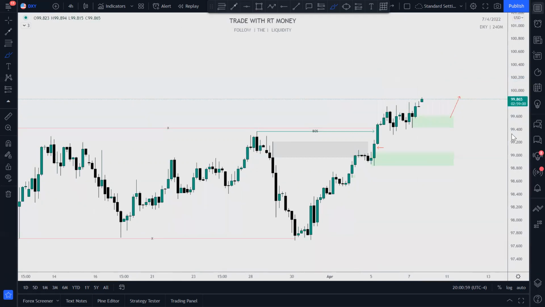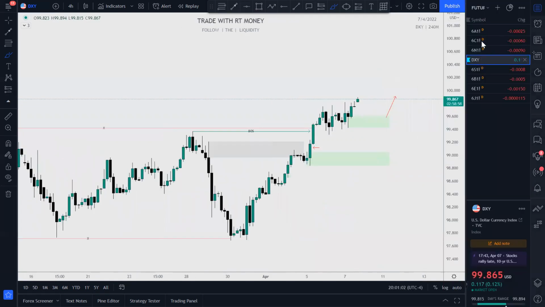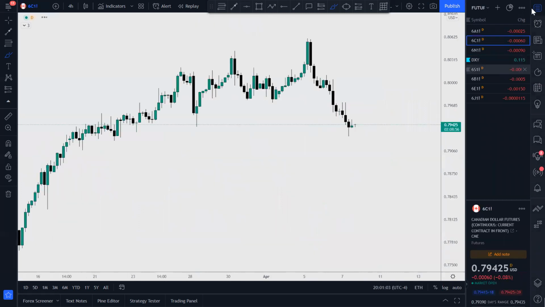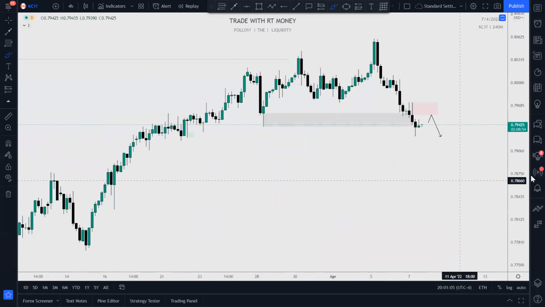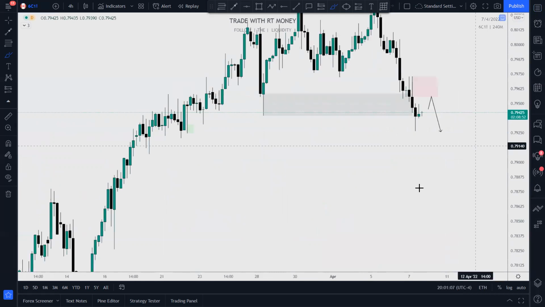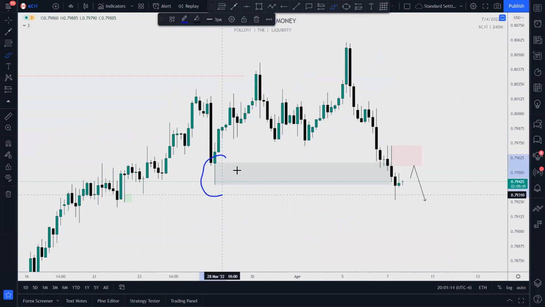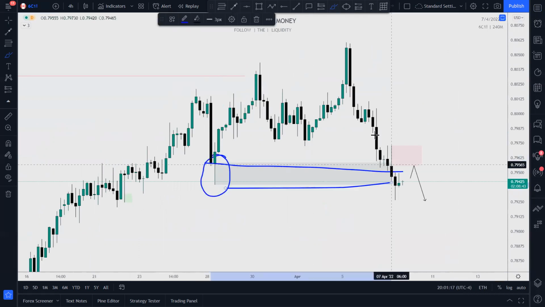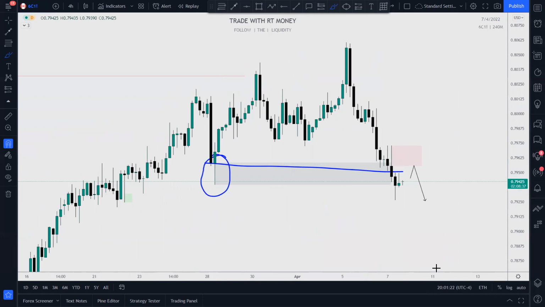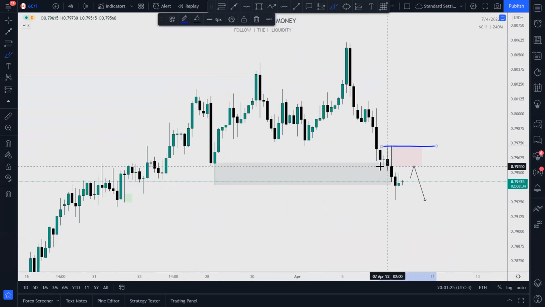Let's go take a look at the CAD. Just the opposite, right? What do we see? Again, another zone broken. This was a zone of demand. Price comes down, gives a reaction, and then breaks through. What do I wait for? I wait for price to come back to the extreme of the reaction. This is a high probability short.